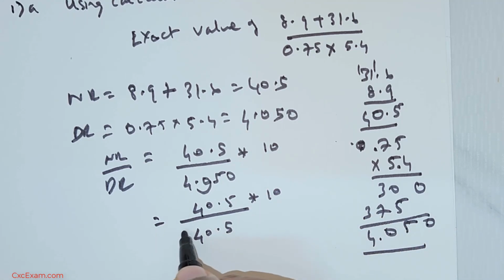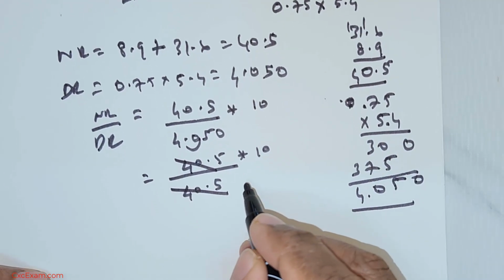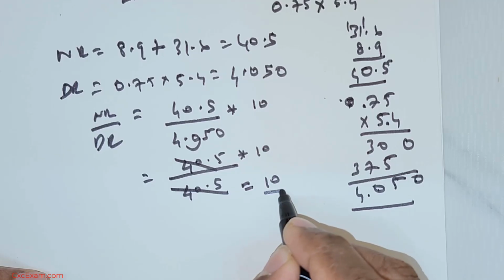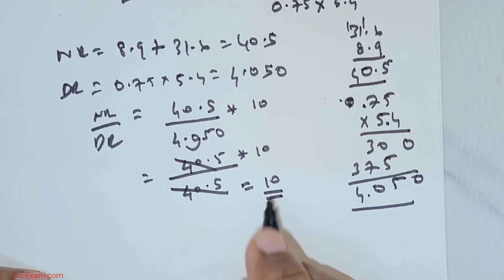Okay, now 40.5, 40.5, they get cancelled, giving me 1 multiplied with 10, which is going to be equal to 10. So this is the solution.